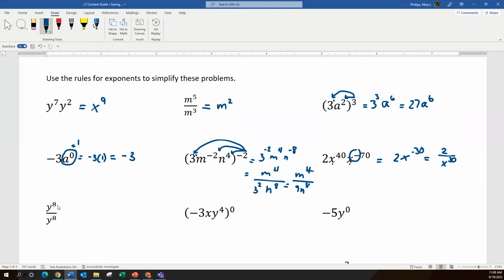Our seventh example, 8 and 8, if I subtract them, I get y to the 0. And we know y to the 0 is just 1. Our next example, again, this is that 0 exponent. This time, because of the grouping of the parentheses, the whole thing is to the 0 power, therefore equal to 1. Our next one, without parentheses, only the y is to the 0 power. So I have negative 5 times 1, because anything to the 0 power is 1, and then I multiply and have negative 5 as my answer.